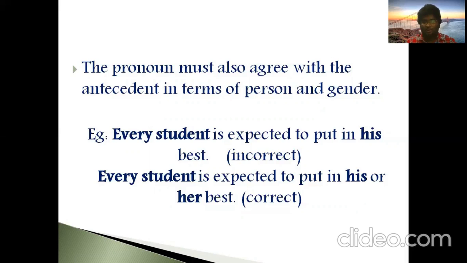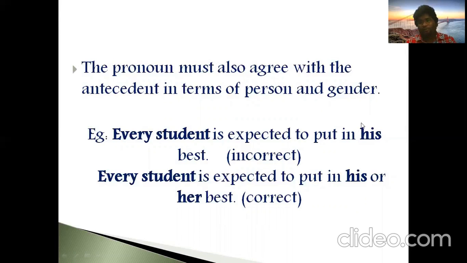Singular in terms of gender as well as a person. For example, every student is expected to put in his best. We are not supposed to say it like that, because every student here means we are talking about each and every individual. So you cannot blindly take only one pronoun, that is, his.